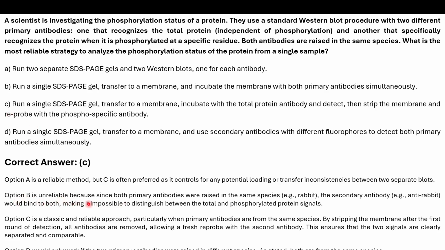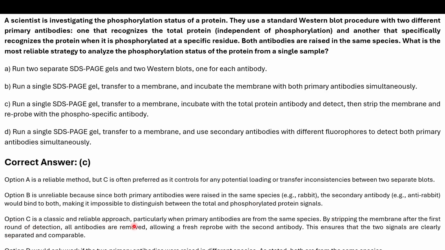Option B is unreliable because both the primary antibodies were raised in the same species. For example, whether rabbit, mouse, horse, goat, a secondary antibody, for example, anti-rabbit, would bind to both, making it impossible to distinguish between the total and phosphorylated protein signals.